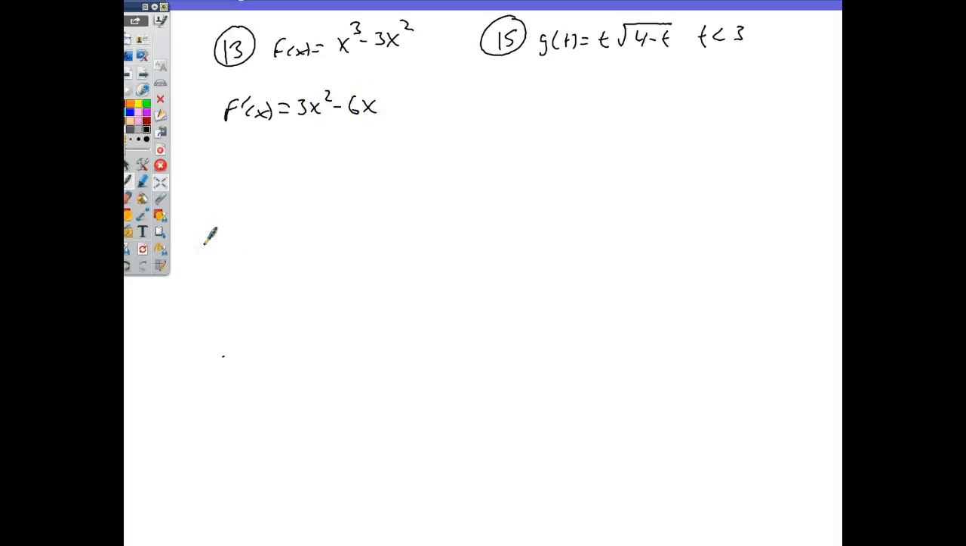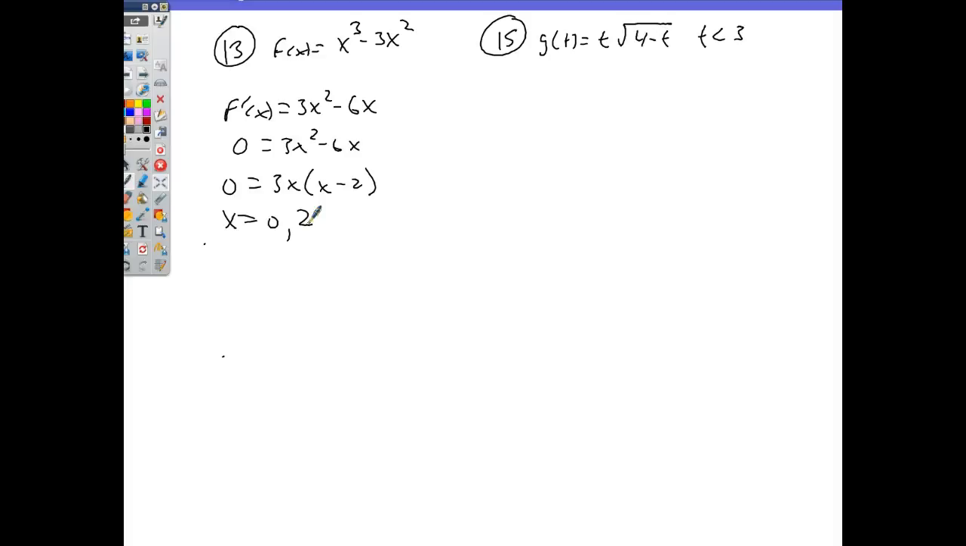You're a sucker if you did it as a product rule. Good luck with that. So now I'm going to go ahead and set it equal to 0. 0 equals 3x squared minus 6x. Factor out a 3x. I get x minus 2. I get x equals 0 and 2. Great. So my critical points will be found at x equals 0 and x equals 2.